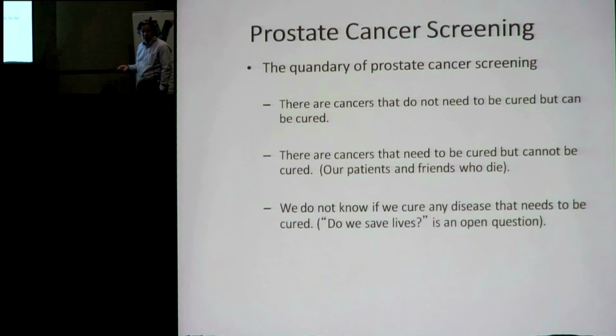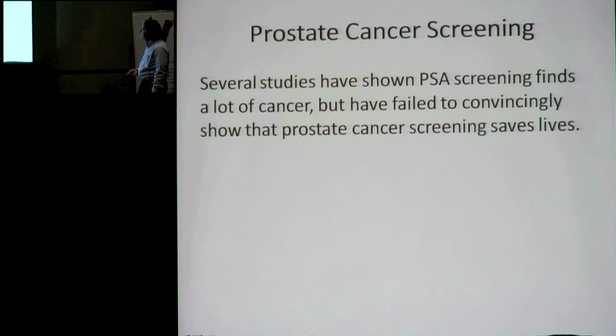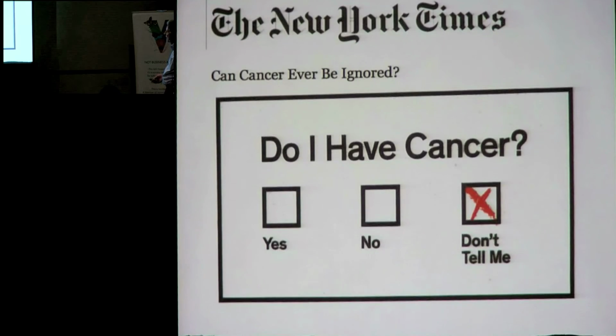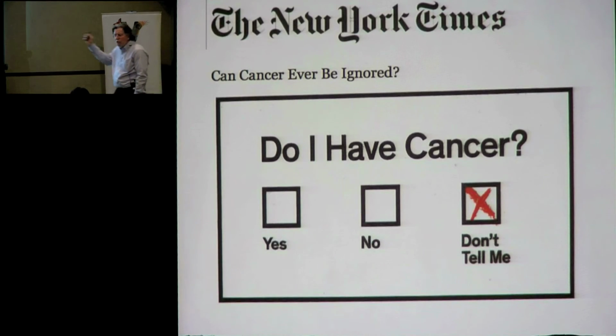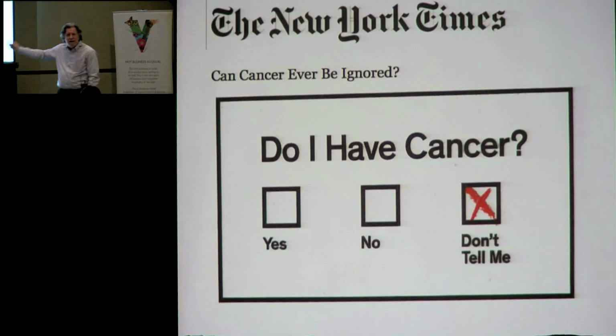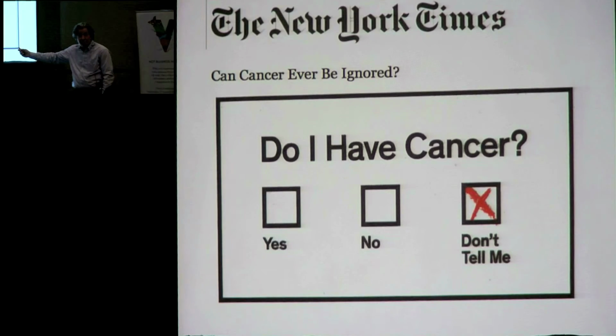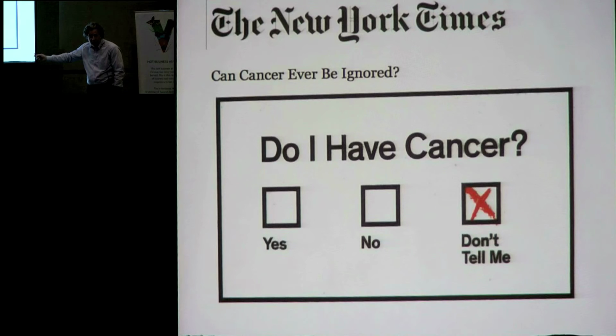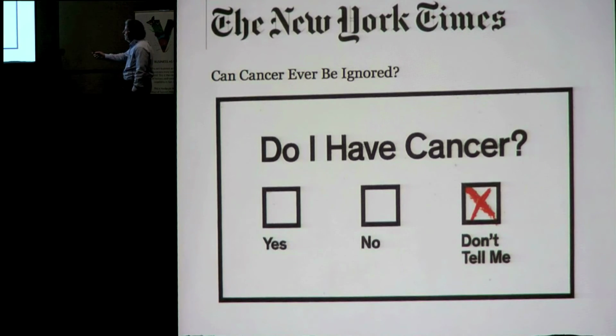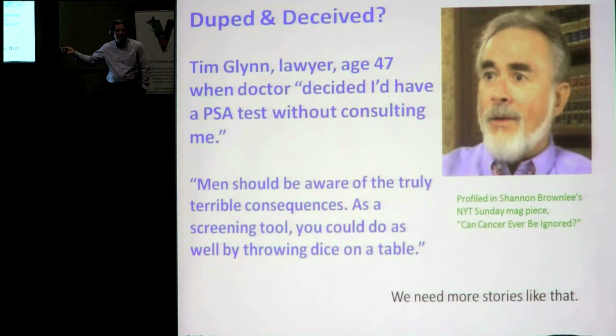These slides come from Otis Brawley of the Cancer Society. Several studies have shown PSA screening finds a lot of cancer, but have failed to convincingly show that it saves lives. Other good examples of journalism: Sunday Magazine, New York Times, okay? Wide distribution, good journalistic outlet. And a friend of mine, Shannon Brownlee, wrote this article, "Can Cancer Ever Be Ignored?" And in it, she told the kinds of stories that I think we need to look for more often.